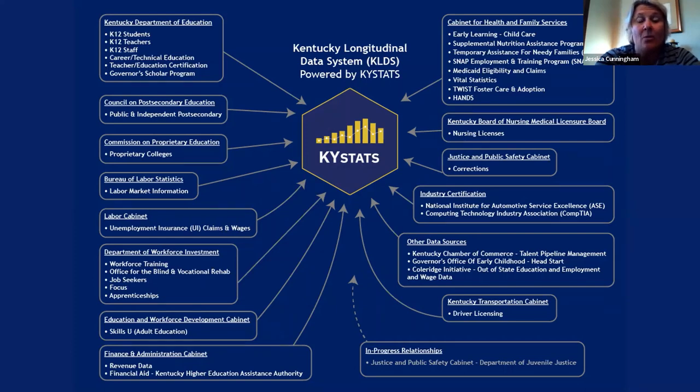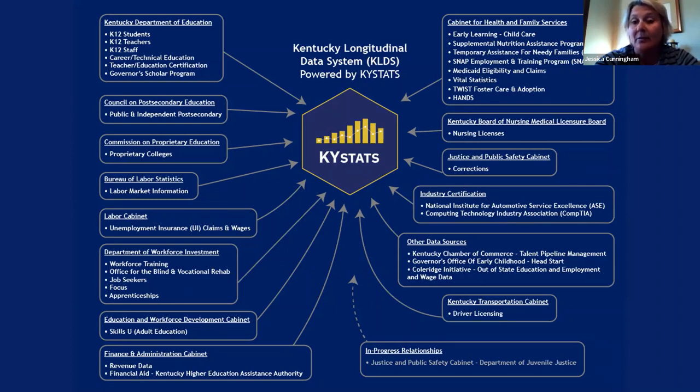As I mentioned before, we have data from birth all the way through the workforce in our system. Being K-12, which I mentioned as one of our board members, post-secondary. We also have our Labor Market Information Office, which I mentioned. We have our unemployment insurance, which provides our wage and claims data. We have a lot of our Department of Workforce Investment data, which is a lot of our workforce training, voc rehab, some of the job seeker career center type data, and apprenticeships. We also have our adult education.